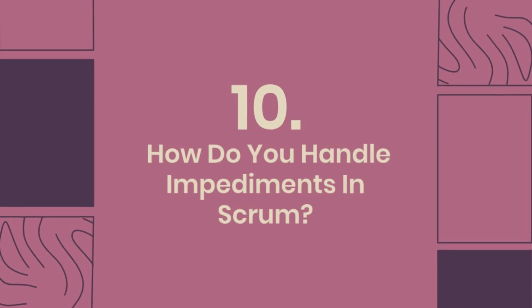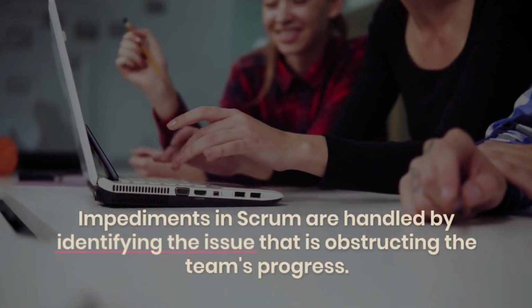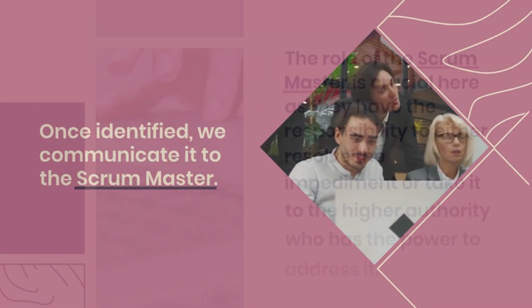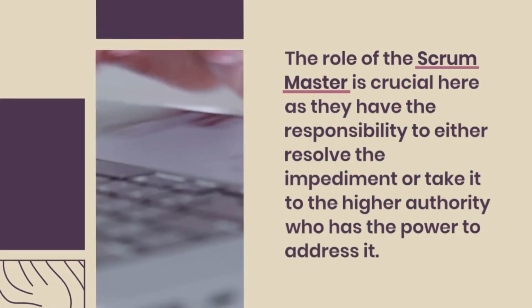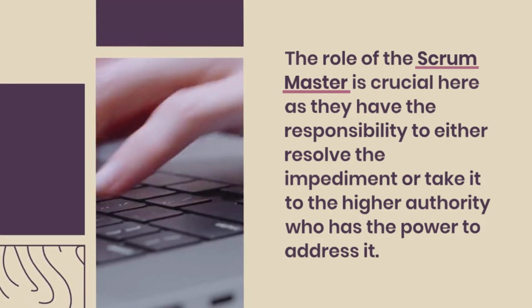10. How do you handle impediments in Scrum? Impediments in Scrum are handled by identifying the issue that is obstructing the team's progress. Once identified, we communicate it to the Scrum Master. The role of the Scrum Master is crucial here as they have the responsibility to either resolve the impediment or take it to the higher authority who has the power to address it.